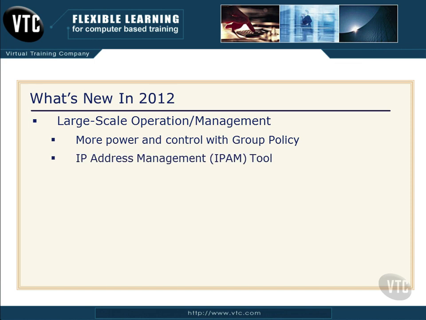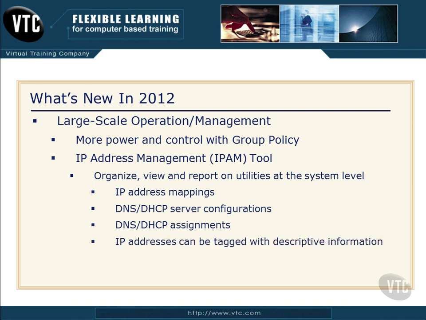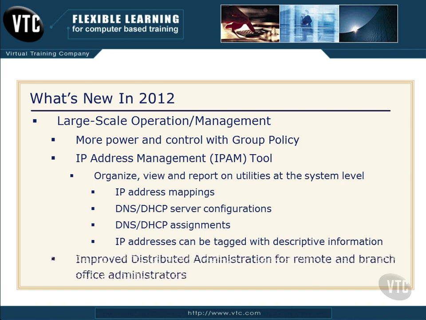One real interesting tool is this IP address management, or the IPAM tool. This thing will organize, view, and report on utilities at the system level, not the server level. It'll show us things like IP address mappings, DNS, DHCP server configurations throughout the system, DNS, DHCP assignments throughout the system, and then here's the big one. This is the one I really like. We can now tag our IP addresses with descriptive information, and that'll really improve network management.